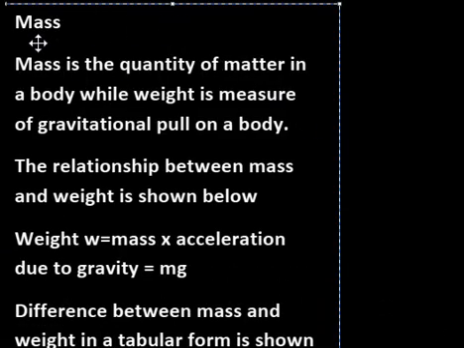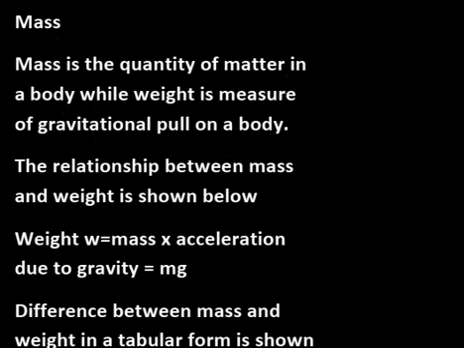All right, so here we are. Mass is the quantity of matter in a body, while weight is the measure of gravitational pull, because students used to confuse mass and weight. Mass versus weight. Mass is the quantity of matter contained in a body, while weight is the measure of gravitational pull on a body. Now the relationship between mass and weight is shown below.